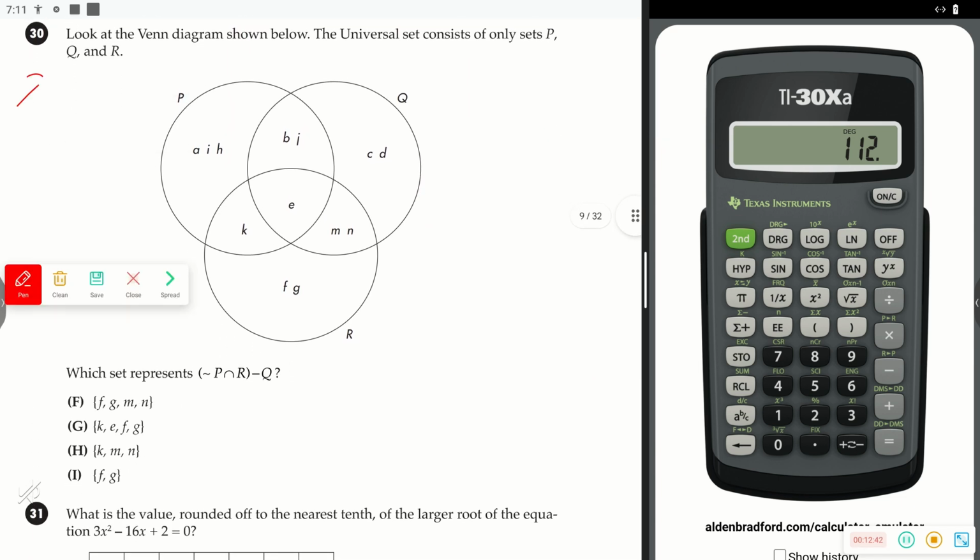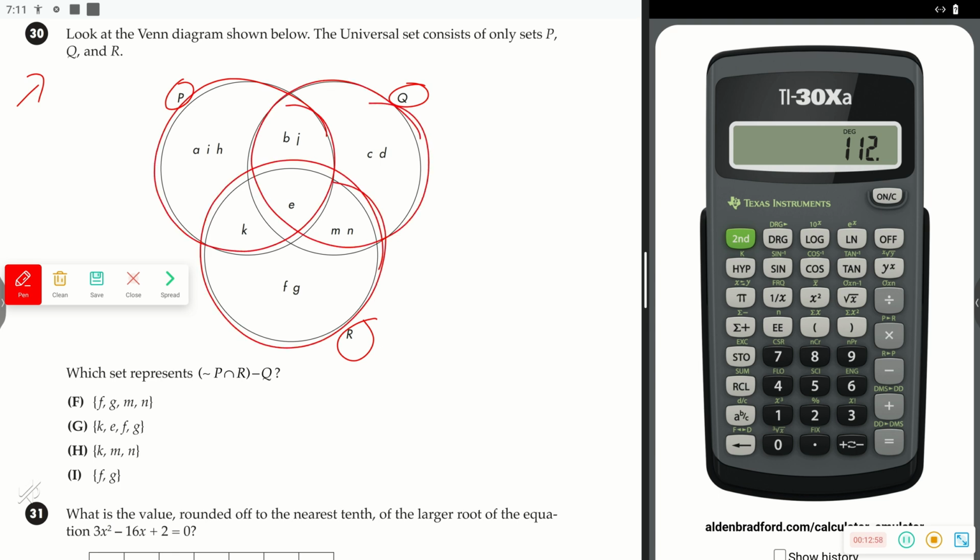All right. Number 30 says, look at the Venn diagram shown below. The universal set consists only of sets P, Q, and R. So this is set P, Q, and R. So for example, P is this one, Q is this set, and R is this set. I don't know if there's going to be that many Venn diagram questions on there, but we'll go over it just in case there is.